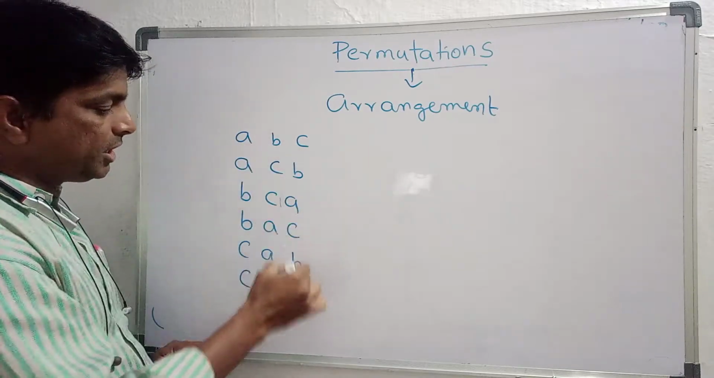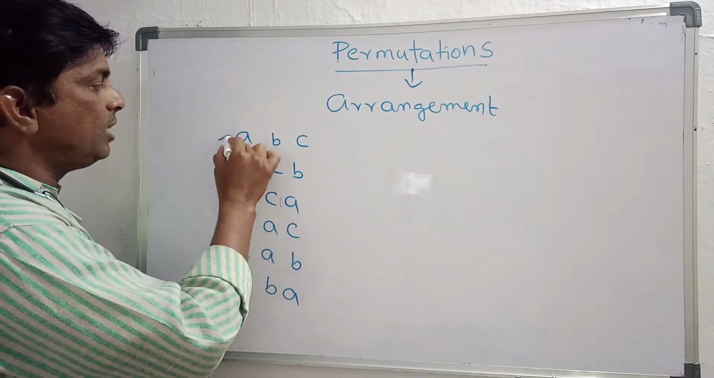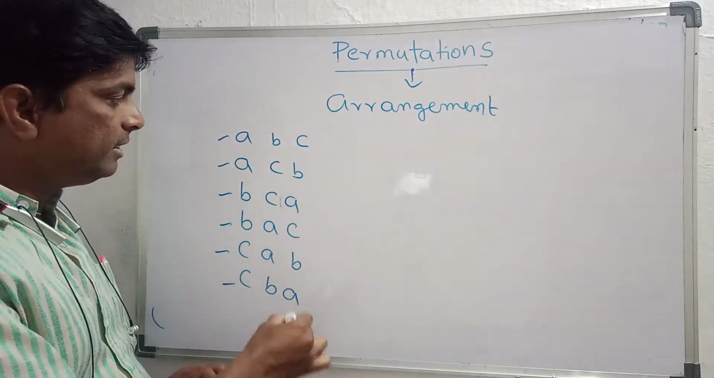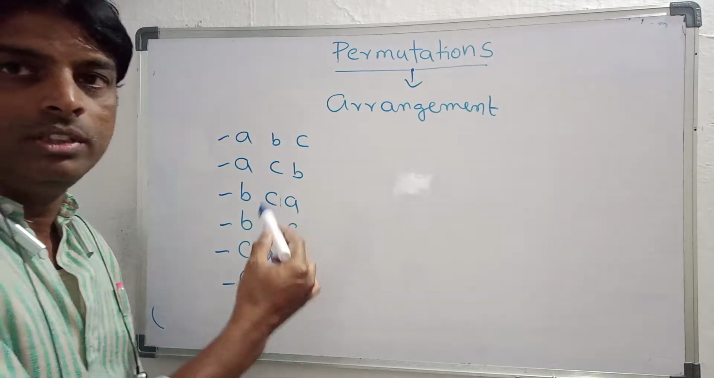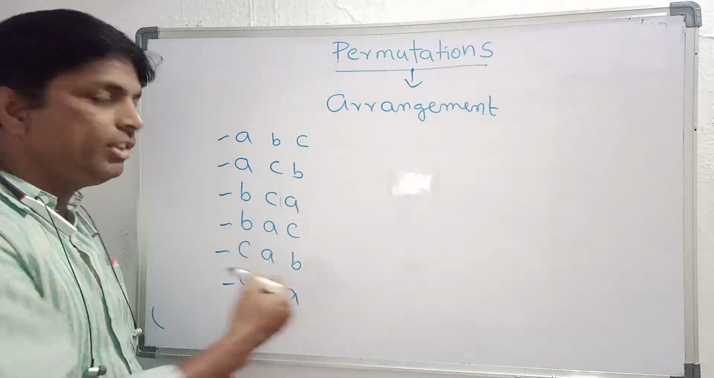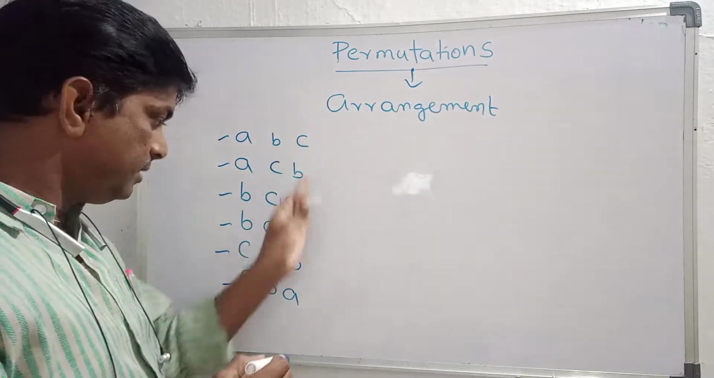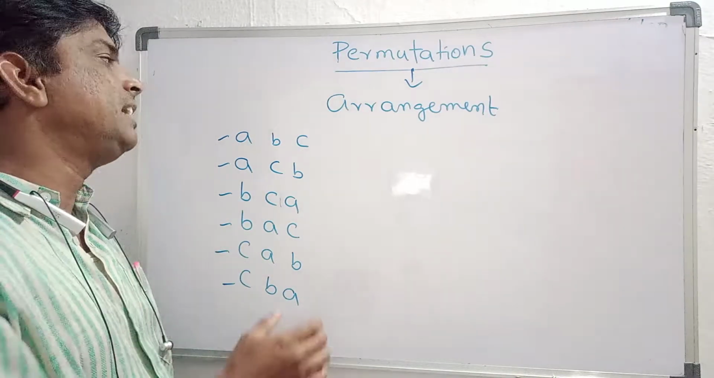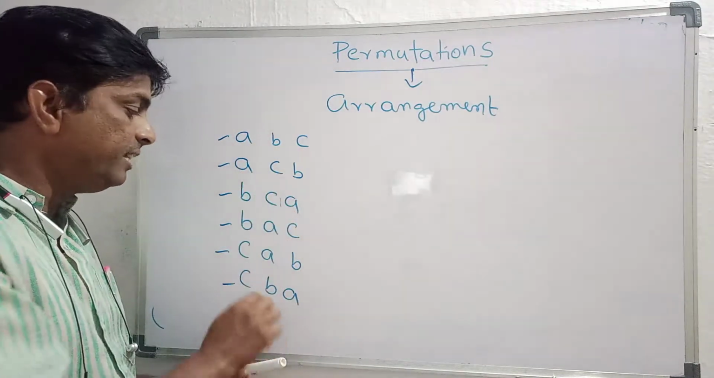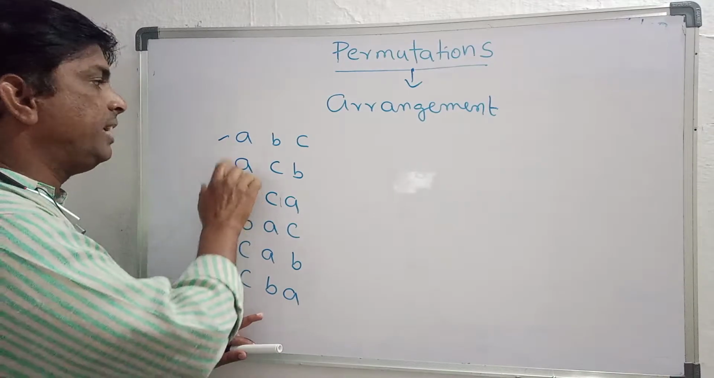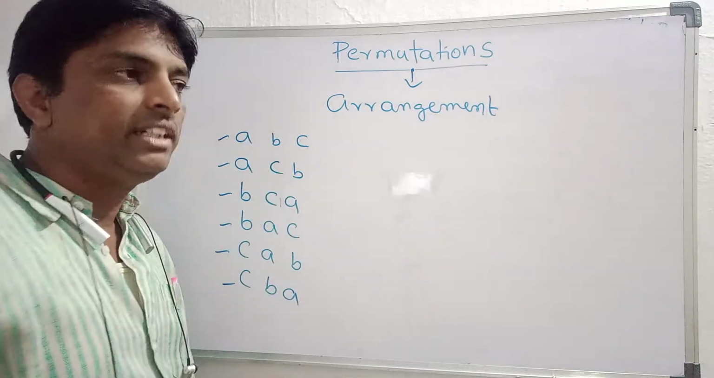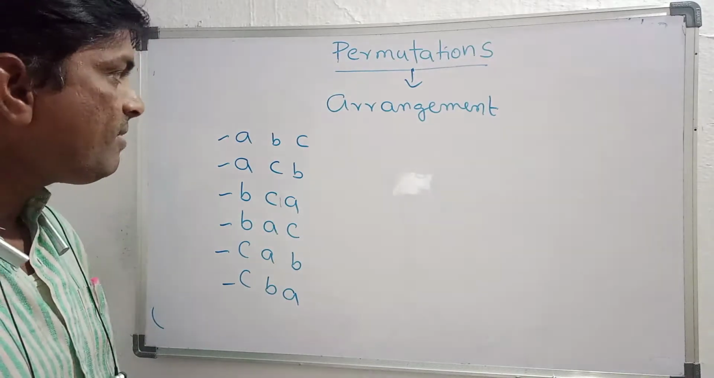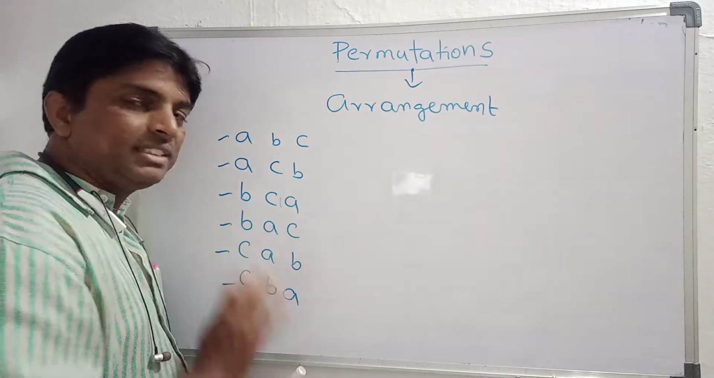Now let me check how many arrangements I got: 1, 2, 3, 4, 5, 6. Is there any other possibility? No. We got all the different arrangements. So if three persons are given, they can stand in a line in six different ways. The total number of arrangements is 6.